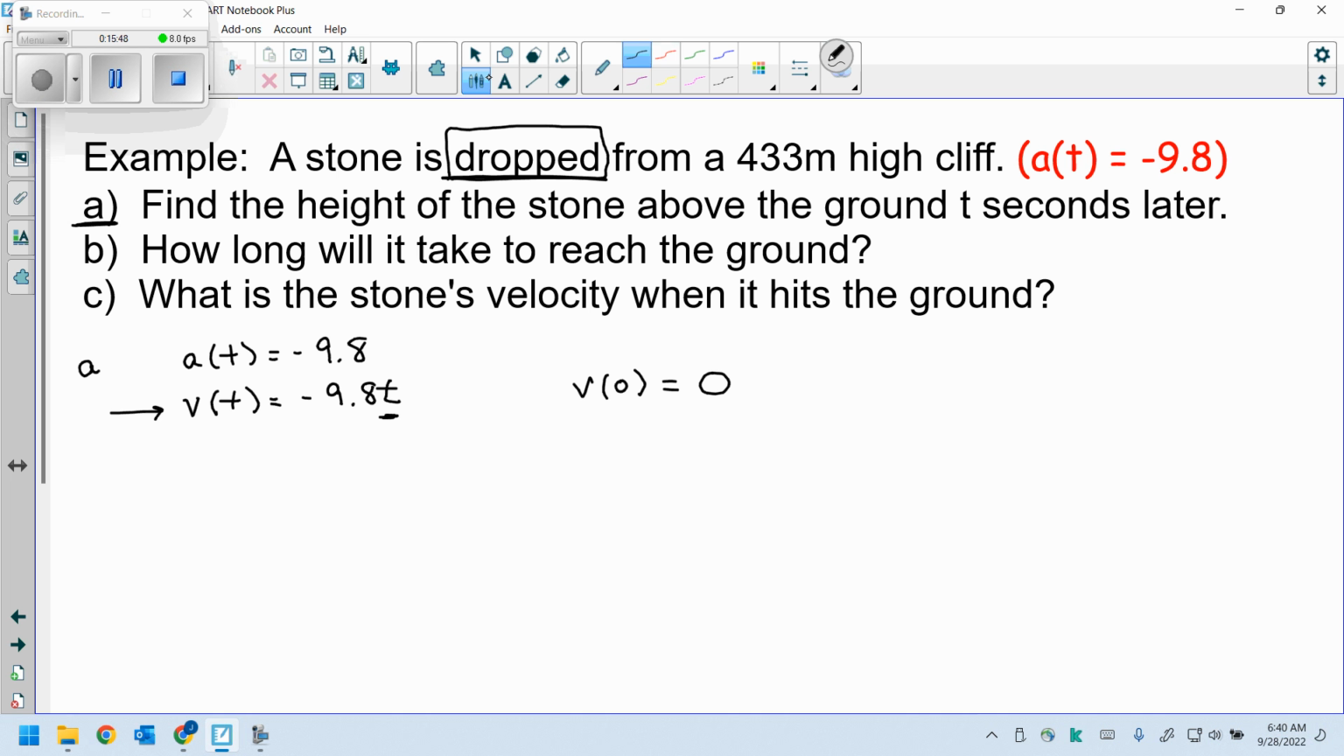Now our goal here in part A is to figure out what is the height function. So the height at any time, oftentimes position is s of t. We could have called it h of t, wouldn't have mattered. Negative 9.8 t squared over 2 plus c. And I would probably replace negative 9.8 over 2 with negative 4.9.